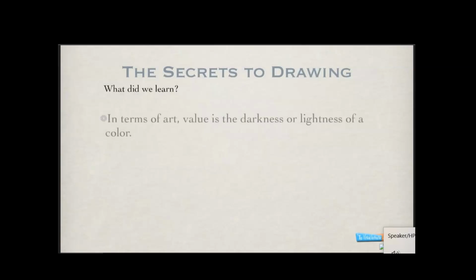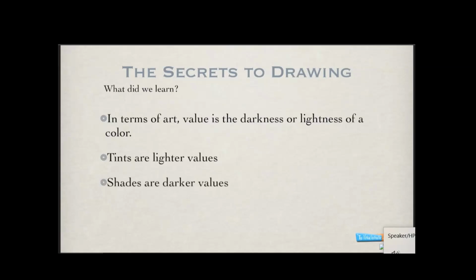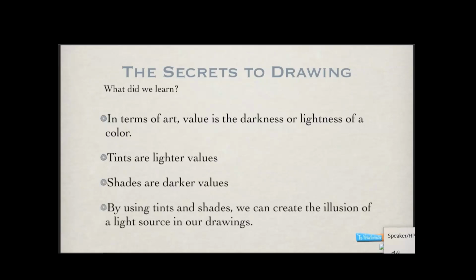So let's take a look at what we learned today. First, in terms of art, value is the darkness or lightness of a color. It's incredibly important. We learned that tints are the lighter values on a value scale. We also learned that shades are the darker values on a value scale. And most importantly, we learned by using tints and shades, we can create the illusion of a light source in our drawings. And I hope you've seen that creating a light source in our drawings is incredibly important.